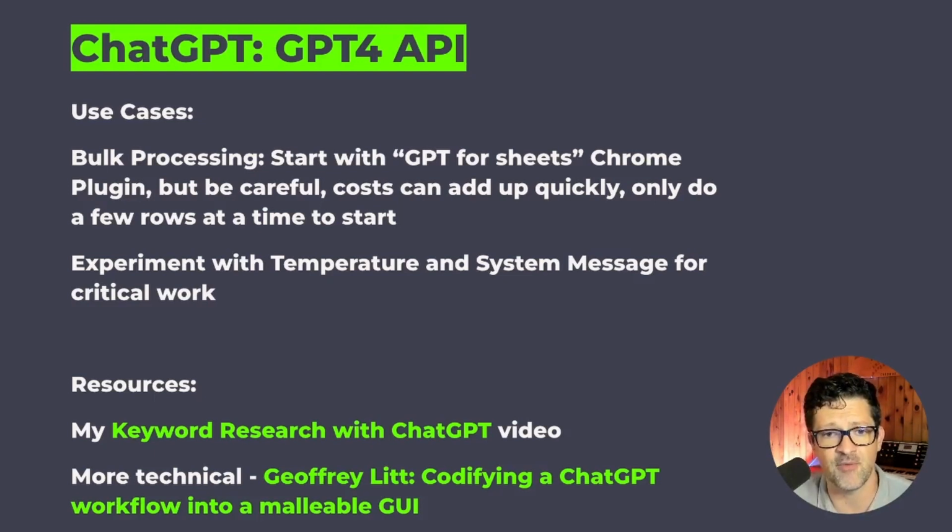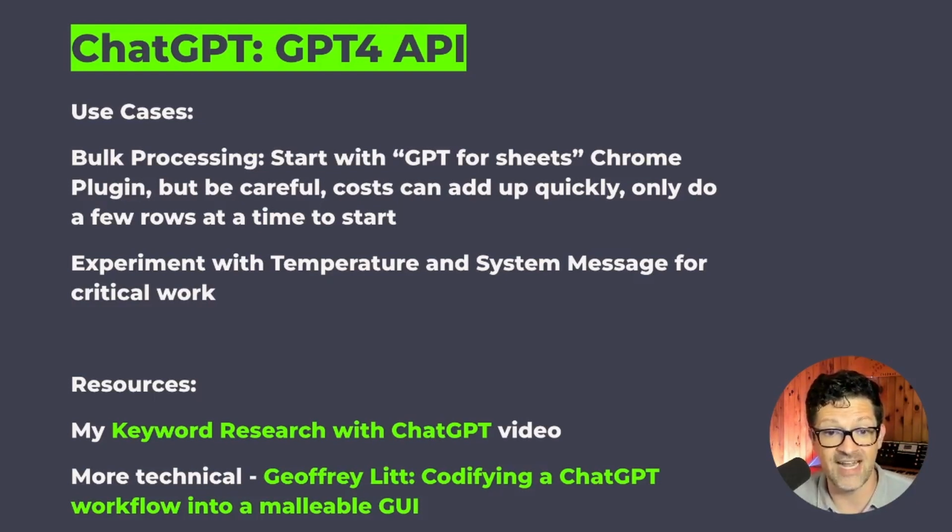Other use cases: experimenting with that temperature and system message, especially for critical work. So if you're really trying to figure something out and ChatGPT gave you maybe a pretty good answer, but you want to see if there's more out there, try tossing it into that playground GPT-4 and turning the temperature up. You'll get some very different results there.